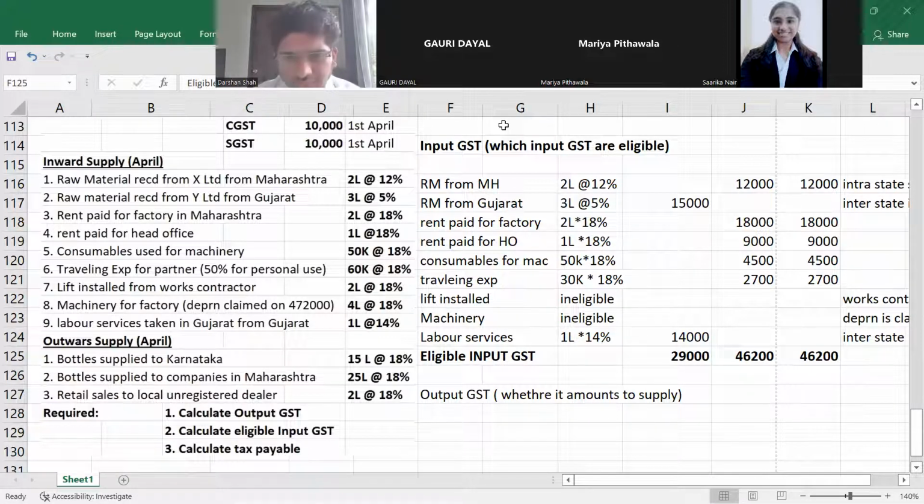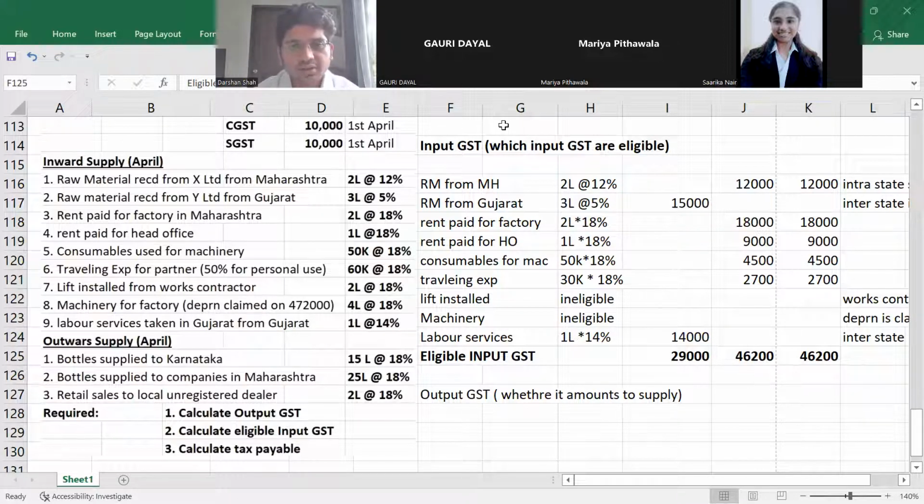Understood, guys? Sir, if they say that they have a branch in Gujarat, then it will be intrastate. Because if my branch takes labor services for a branch in Gujarat from a Gujarat service provider, then it will be intrastate. But here no mention of branch is there. They are just saying labor services taken in Gujarat.